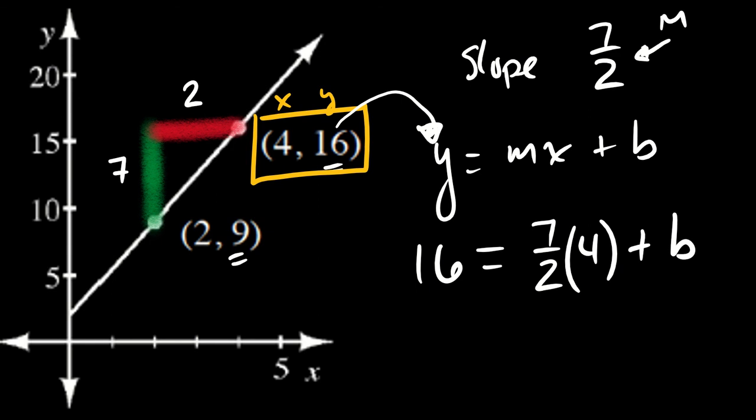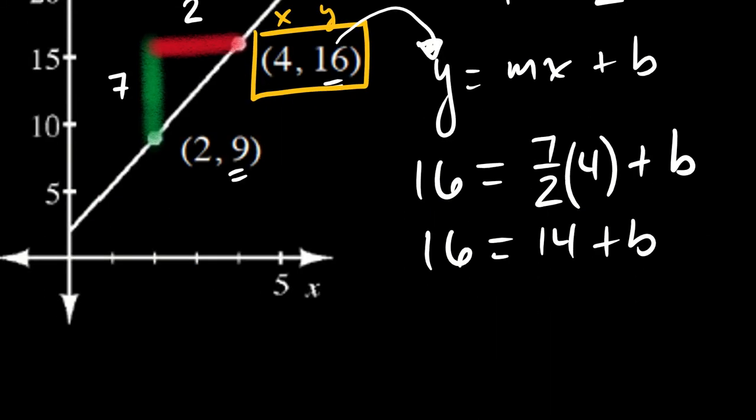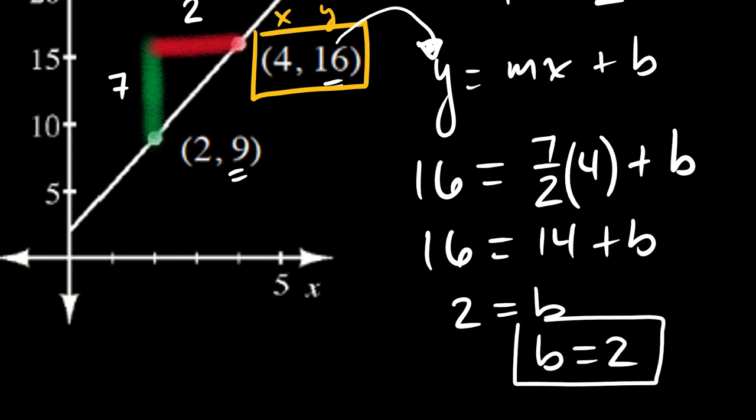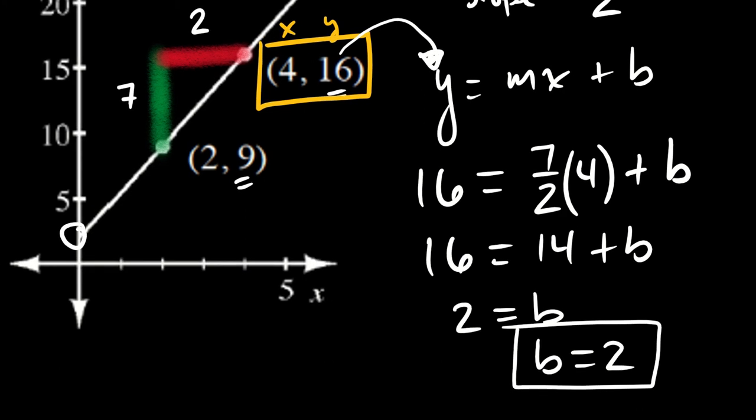7 halves times 4. 4 divided by 2 is 2, so this should be 14. So I've got 16 is equal to 14 plus b. And if I take away 14 from both sides, I get that 2 is b. b is 2. That's great. b is 2, my y-intercept, and I can see it. Yeah, it looks like it could be around 2.